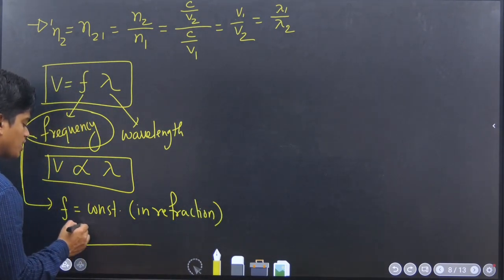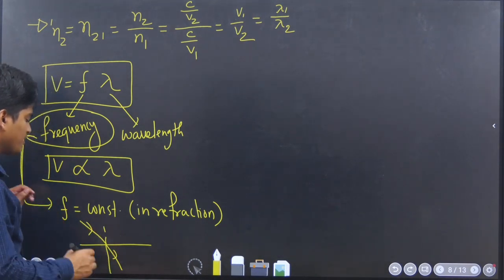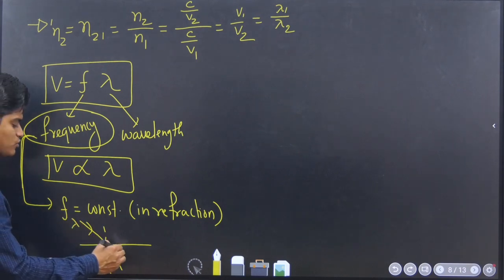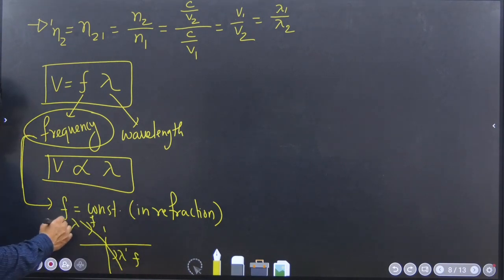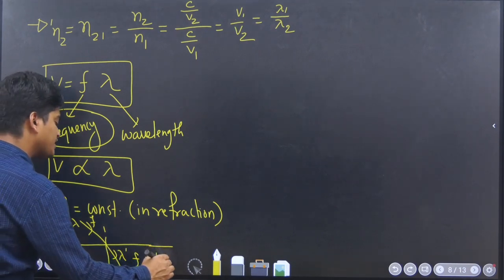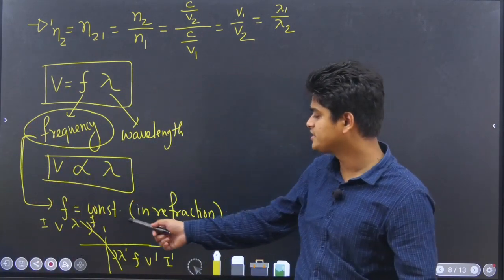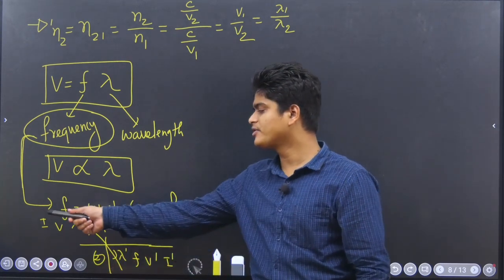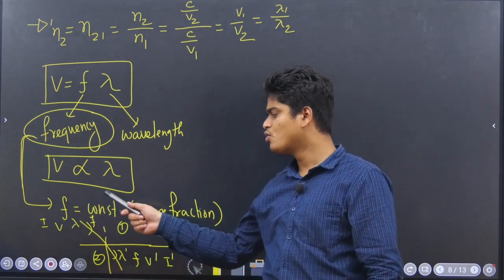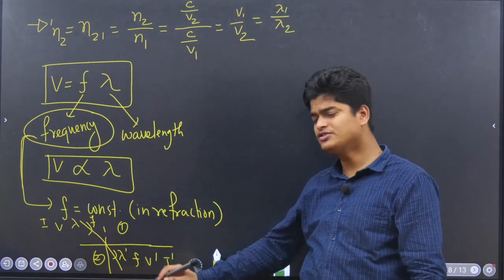That means whenever a light ray goes from one medium to another medium, here what will happen? If its wavelength is lambda, here the wavelength will become lambda prime. If its frequency is F, the frequency will remain the same F. Its velocity V becomes V prime. And if its intensity is I, then its intensity will become I prime. That means, if a light ray goes from medium 1 to medium 2, everything will change except frequency. Frequency will not change.